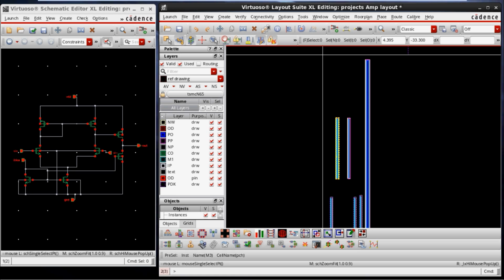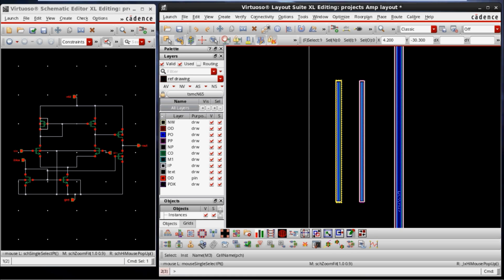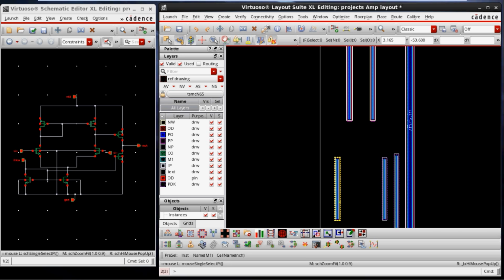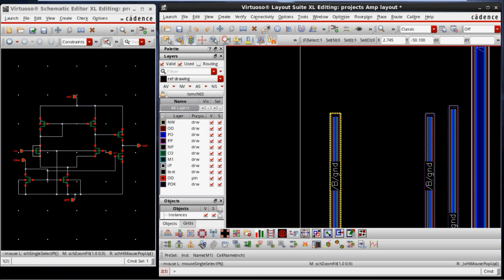Just these 2 devices are the top devices. Here we have that current mirror kind of structure. So this one is the diode and this one is the next device. These 2 are a current mirror, and at the bottom we have 2 more devices. This is the differential pair unit, so these 2 have to be matched.